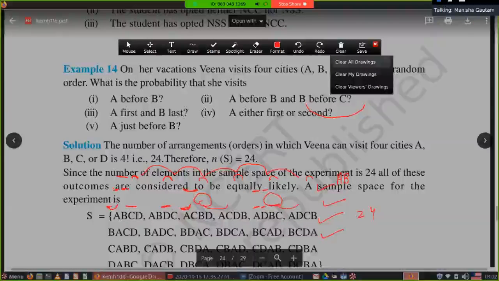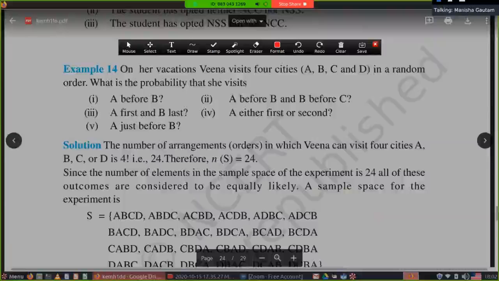Now a few important parts are here. In the first part, A before B. What's the meaning of this? In all these sample space points, you have to check those points where A comes before B. It means like this: A, B. Suppose this one. A before B, like this. All the cases where A comes before B, you have to calculate.